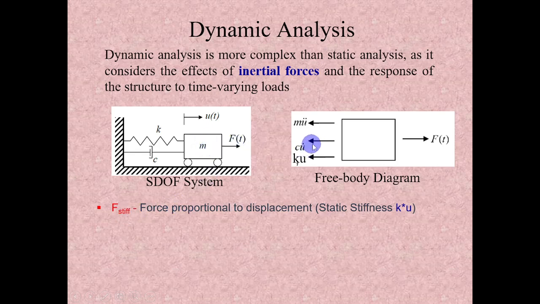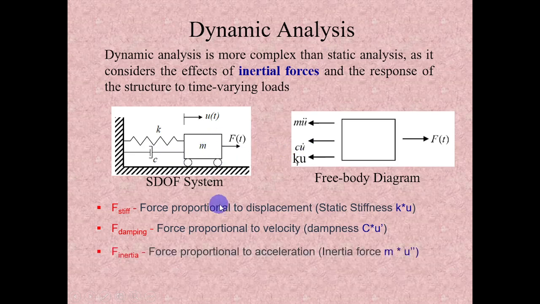The second component is C into u dash. u means displacement, u dash is velocity, and u double dash means acceleration. They are all derivatives of the displacement, which is the basic quantity. If there is a velocity in this direction, the second force is called the damping force. The damping force is directly proportional to the velocity of this object.